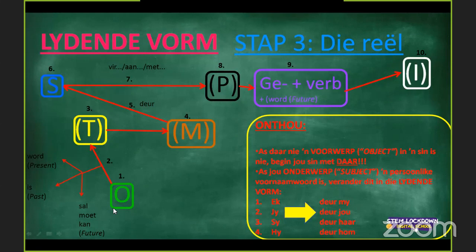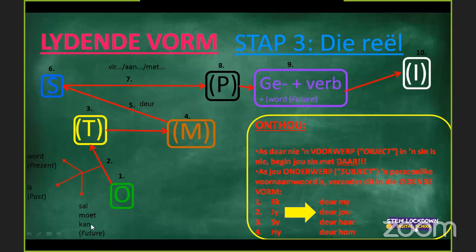Next, after you have determined if your sentence is in the present tense, the past tense, or the future tense, your next step, now you'll see I've numbered them there, would be to put down a verb. If the sentence was written in the present tense, you would write down the word bought. If it was written in the past tense, you are going to use the word if. And if the sentence, like the one we have seen in our example, is written in the future tense, you are going to put down the word sal, or if they have used any of the other auxiliary verbs, you will then put down moet and kan.